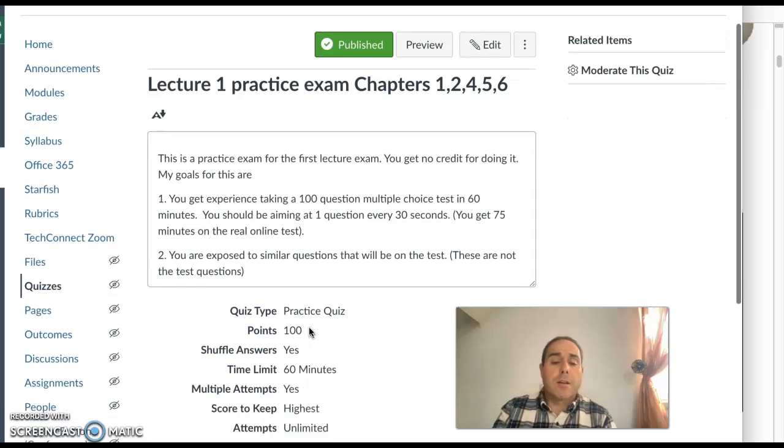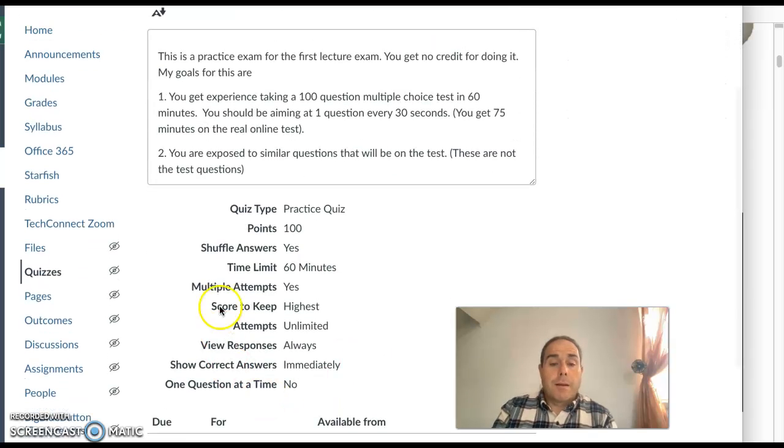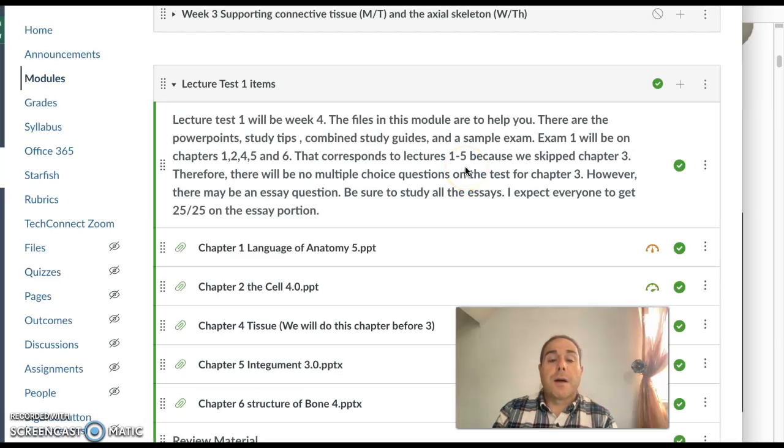This doesn't count as your grade. It should say somewhere in here it goes into the practice category. And it lets you take it as many times as you want. It says it takes the highest score, but again, it doesn't really matter what your score is because it doesn't count towards your grade. So I also have a text box reminding you what is covered for each test.